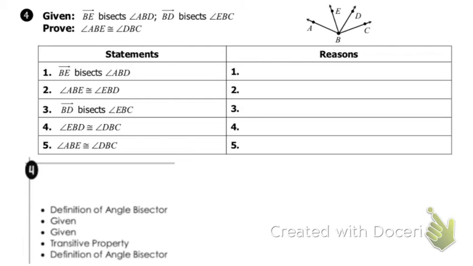Anyway, we're given the fact that ray BE bisects angle ABD, and also that ray BD bisects angle EBC, excuse me. So what's our first reason? Given. Do we have another given? Yes, number 3. Is it always number 1 and number 3? Nope. I guess it could be, but it probably will never.